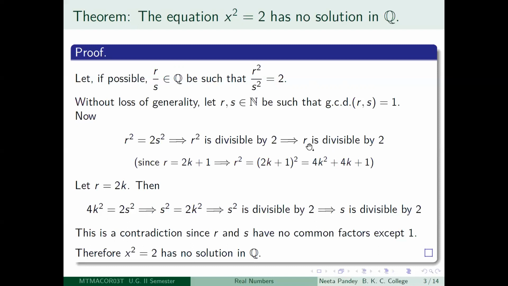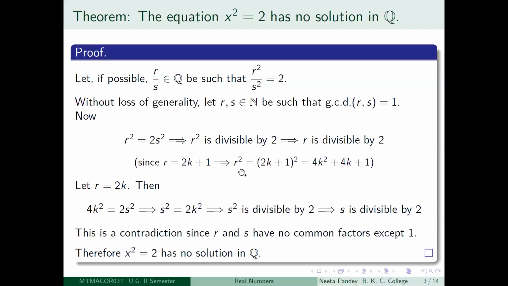That is, if r is not divisible by 2, then r squared is not divisible by 2. So if r is not divisible by 2, it should be an odd integer. So it will look like 2k plus 1, where you will be able to find some k so that r can be expressed like this.